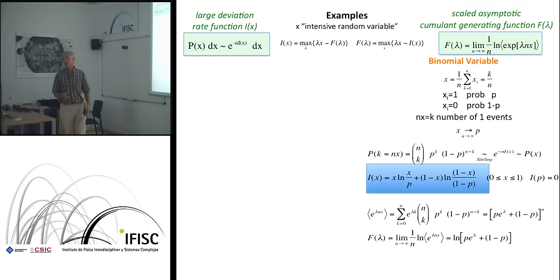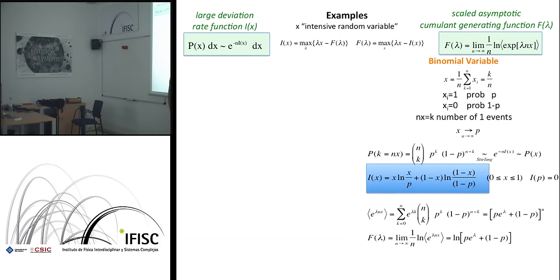If p is the probability for winning, or for having an outcome 1, and you play n times, on average you have p times n gains. So x, which is 1 over n times this number, will go to p. Okay, so let's calculate. Now you know the probability to have k wins in the binomial distribution. You have to choose which ones are the winning games, so you have this combinatorial factor. And then the k games that are winning have probability p to the k, and the other ones 1 minus p to the n minus k.